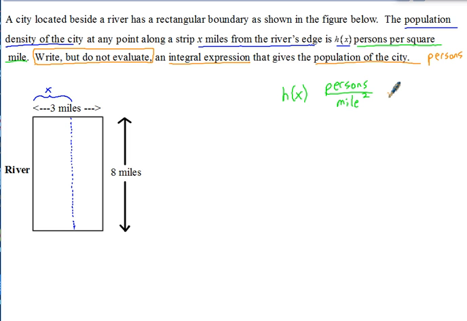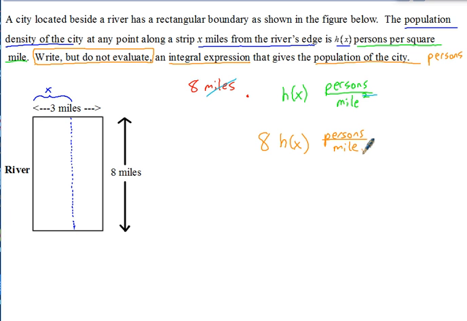Well, looking back at the diagram of our city, the first thing we can do is notice, well, everywhere along this 8 miles, the population density is exactly the same, isn't it? So, if we just multiply this by 8 miles, look at what happens. Well, that will cancel out one of these that is miles squared, wouldn't it, in units? So then, if we just have 8 times h of x, now the units will be a little closer to what we want. Now it'll just be persons per mile.